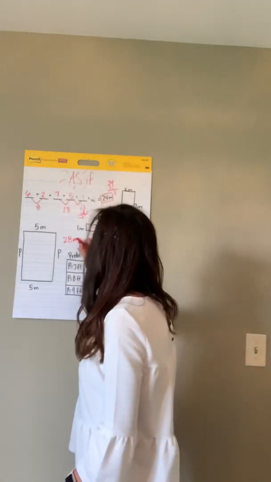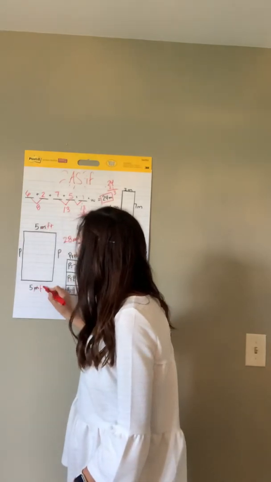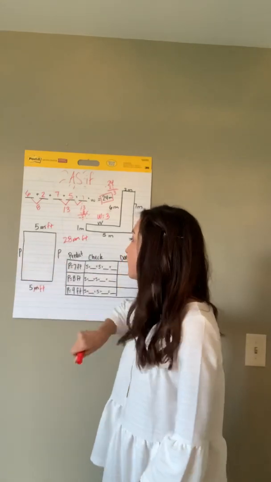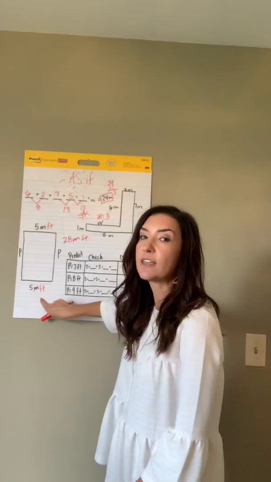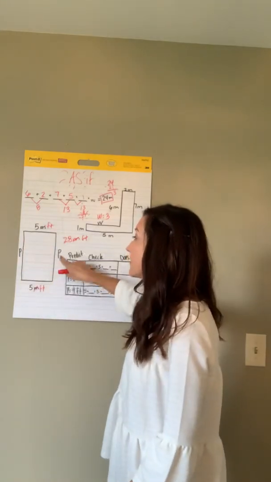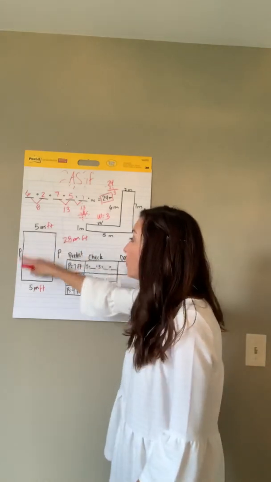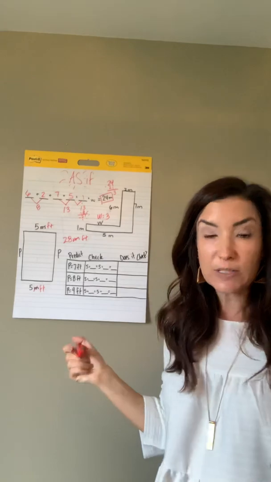Actually, it shouldn't be meters. That should be feet. I put meters here, so I'm going to change it because, come on, we can't all be perfect. So 5 feet, P, 5 feet. These are the same lengths, so they have the same number, but there's 2 instead of 1. So the total perimeter of this blanket is 28 feet. So what we're going to do is predict.